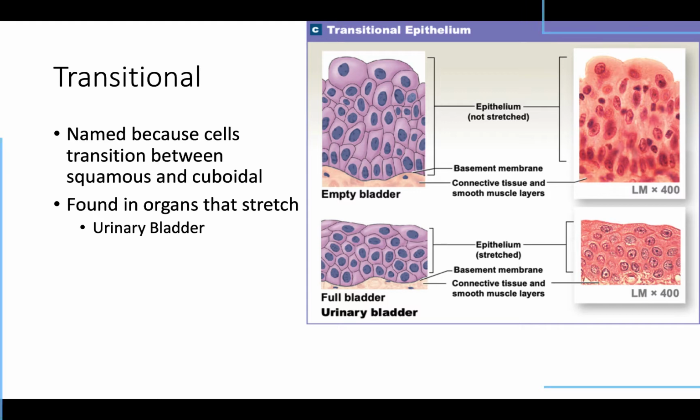So we find these in organs where they stretch, like your urinary bladder. So when your bladder is empty and it's not stretched, it looks cuboidal. And then your bladder fills up with urine and it stretches and they look squamous, right? So it's transitional. And you'll see this diagram on your lab exam.